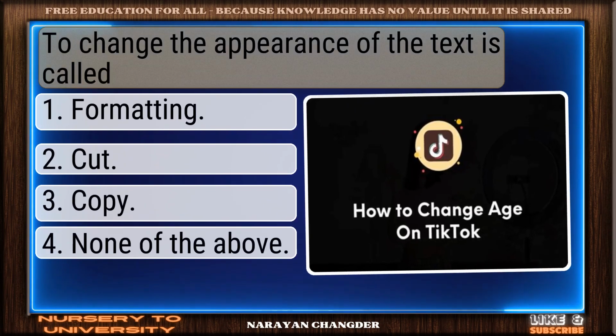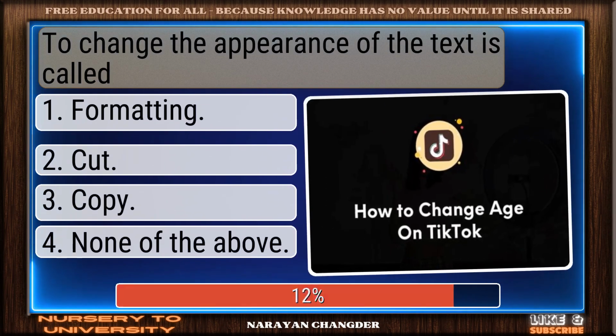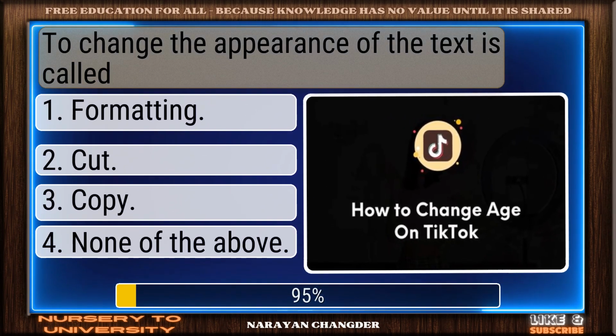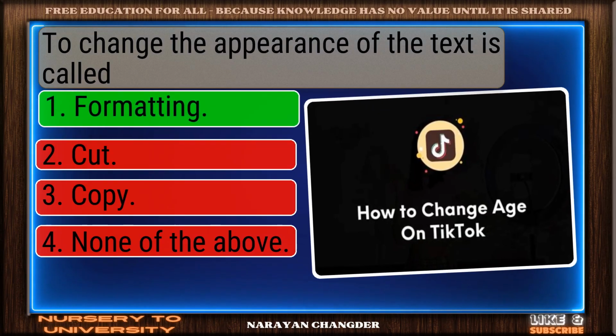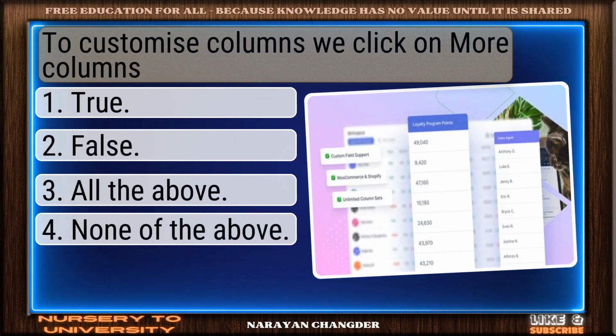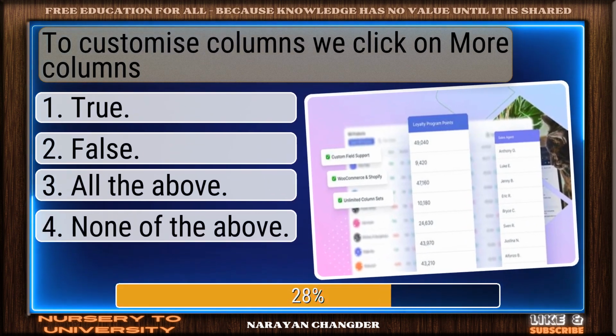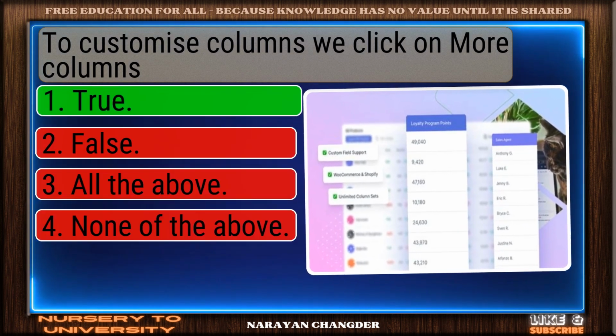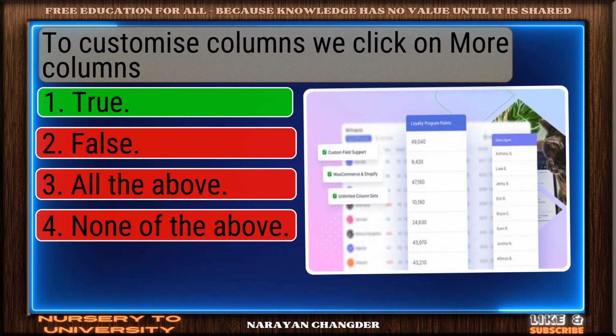To change the appearance of the text is called solid response. Formatting is a valid choice. To customize columns, we click on More Columns. Right again. True is a valid answer.